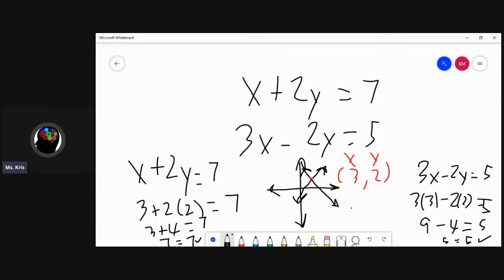So whenever you are trying to solve a system of equations by graphing, you first look at the graph, see where they meet, and then you can check your answer by plugging in the coordinate that they met with.